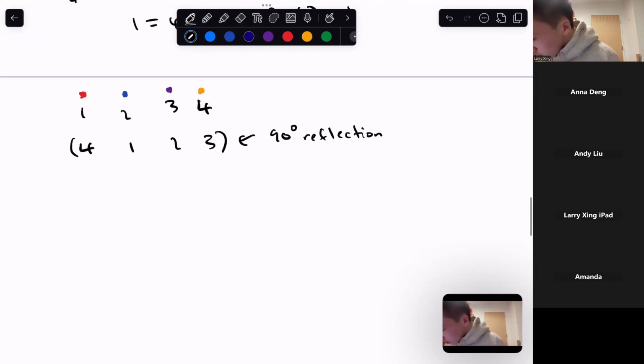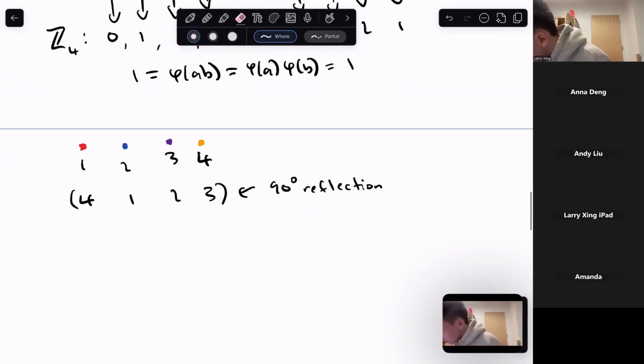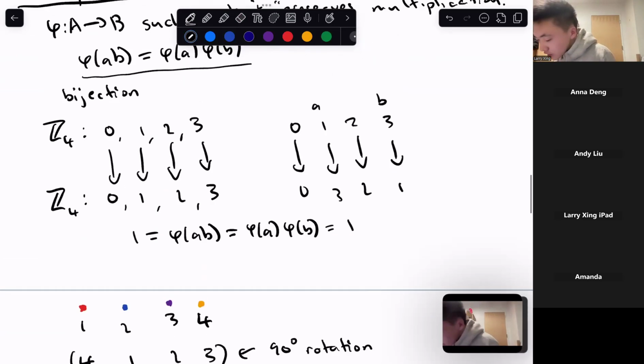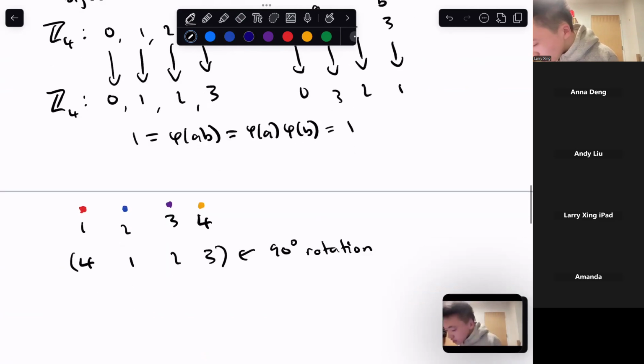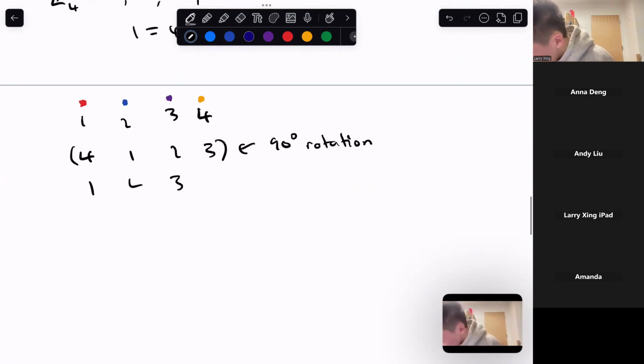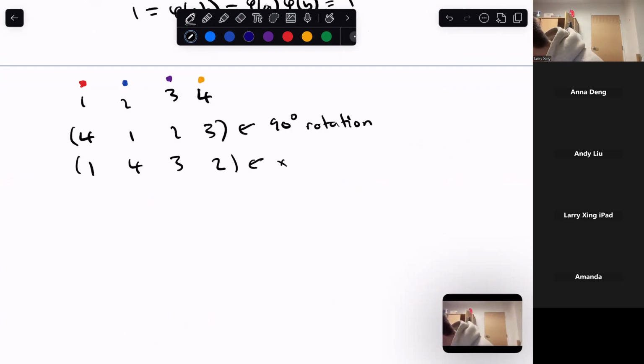And then, for example, if we find a different 90-degree rotation. And if we use another example, for example, if we reflect across the x-axis, that would be the reflection 1, 3, 4, 2. And this would be reflection x reflection.